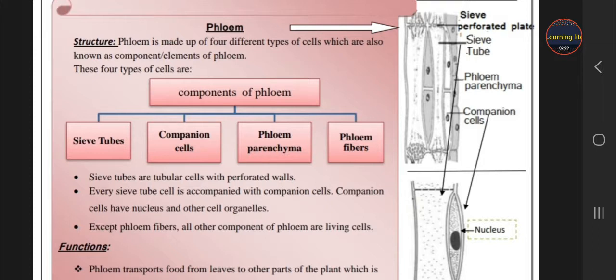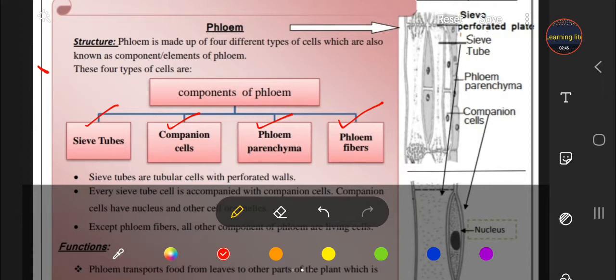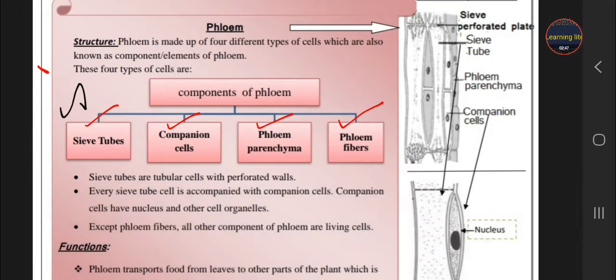Phloem is also made up of 4 types of cells, students. First is the sieve tube, second the companion cell, third the phloem parenchyma, and the last is phloem fiber. These 4 are called the components of the phloem. And this is the answer to your first question, students. What are the components of the phloem?